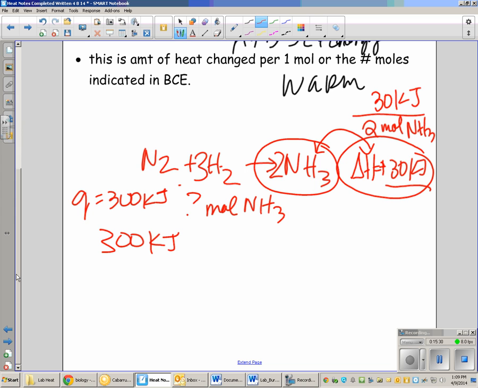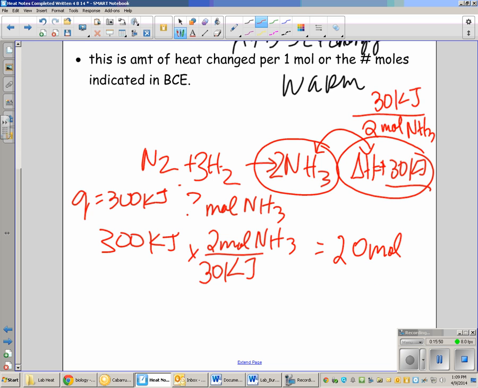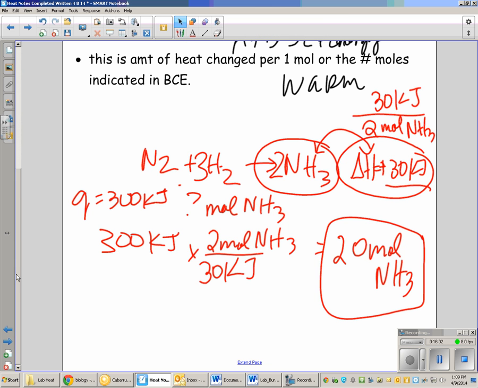So here, if I write it like this, I can't cancel kilojoules, right? So if I write it opposite, for every 30 kilojoules of heat used, I'm going to be able to make 2 moles of ammonia. So what's 300 divided by 30? 10 times 2? 20 moles of ammonia can be made using 300 kilojoules of heat. So a thermochemical equation has some stoichiometry applications as well. We're going to do a lot more of these tomorrow. I just want to do the intro. It's a good example.